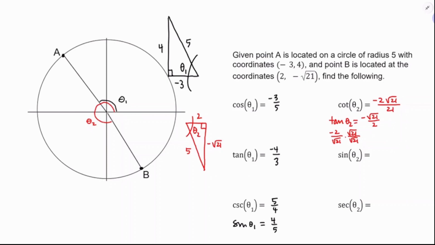All right, sine of theta 2 is opposite over hypotenuse, negative square root of 21 all divided by 5. And then secant of theta 2, I would need cosine of theta 2 first. Cosine of theta 2 is adjacent over hypotenuse, 2 over 5. So that means secant is going to be 5 over 2.